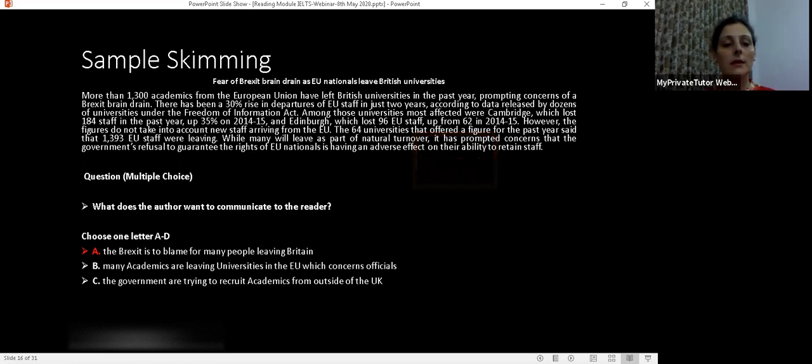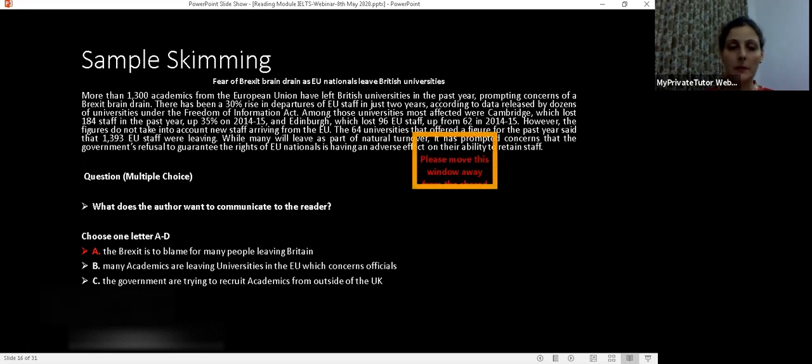Okay, this is all about this, and what we have to look for, what does the author want to communicate to the reader? For that you have to go through quickly. You just have to skim it all in your mind. But then afterwards you have to go a little bit slower and read it in detail to pick the main idea. The answer is the press is to blame for many people leaving Britain. When you read the whole paragraph, you get to know what information the passage is giving you, and what is the most suitable answer to be picked up.